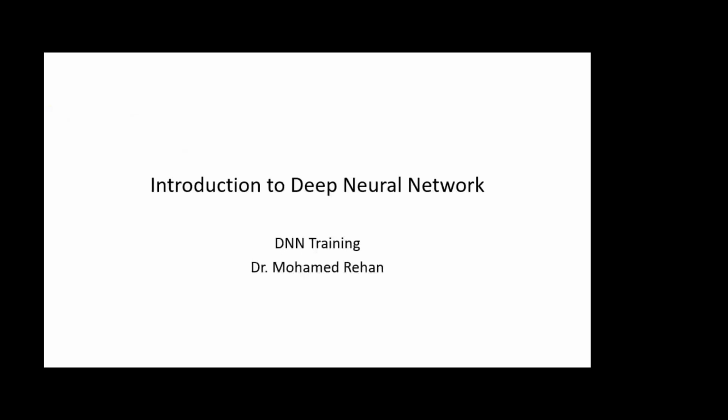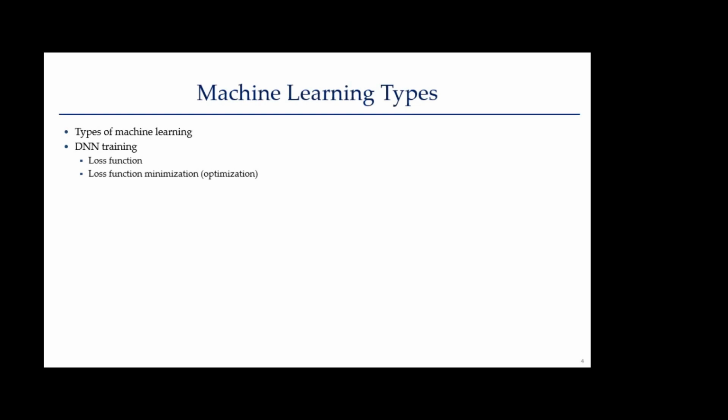Hi everyone and welcome to Introduction to Neural Networks. This is lecture number 5, and in this lecture we're going to talk about types of machine learning and topics related to DNN training, which include loss function and loss function optimization or minimization. By the end of the lecture, you'll be able to understand all aspects related to training a DNN.